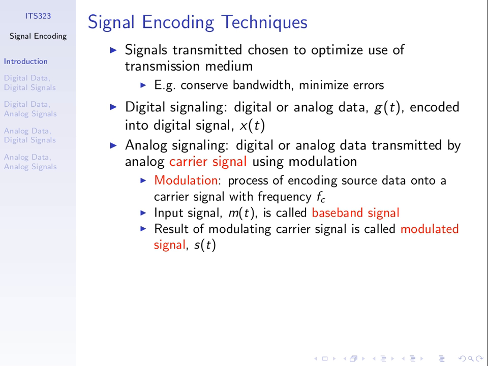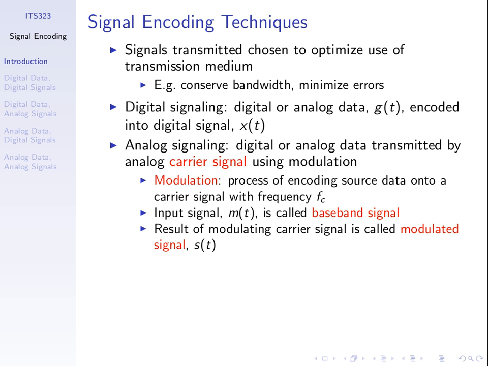We want to transmit signals such that we optimize the use of the transmission medium. If we have a wireless transmission medium, we can transmit at a particular bandwidth. We want to get as much data through that medium as possible using the limited bandwidth. We want to conserve the bandwidth and minimize errors. We also know that if there's noise in the system, which there always is, there's more chance of errors. We'd like to have a signal encoding scheme or technique that deals with this.